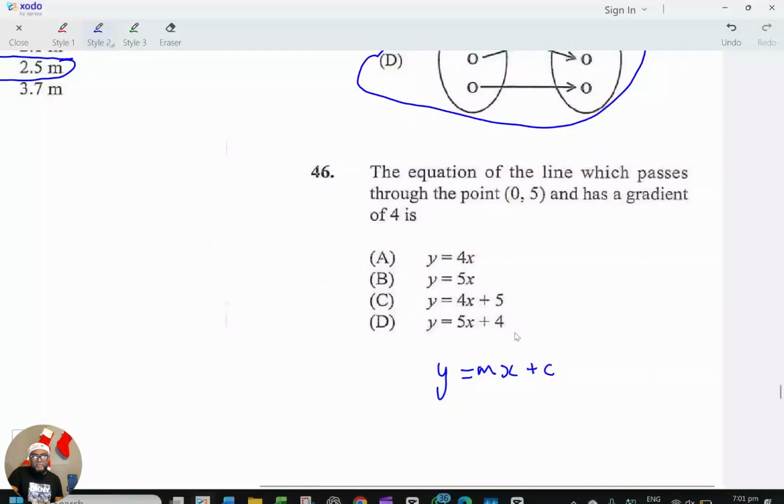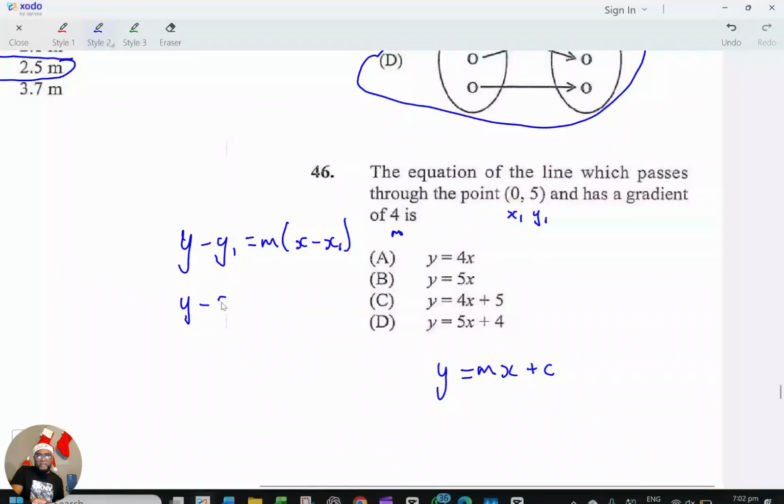Y is equal to mx plus c, right? But there's actually an equation that I use to find the form. I give you all: y minus y1 is equal to m open brackets x minus x1, right? That actually helps you to find out what c is. So x1 and y1 will be these two coordinates here, and your gradient would be 4.